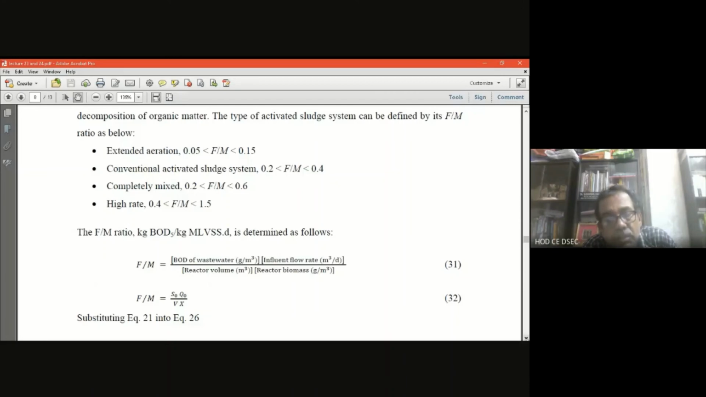with the reactor volume. And whenever we are going to calculate the BOD, that is the organic matter, that is the food, then the organic matter concentration has to be multiplied with the inflow water. That is the numerator part, and in the denominator part, the biomass concentration is multiplied with the reactor volume, that is the volume of the reactor. So F by M is nothing but S0 Q0 by Vx. Fine.